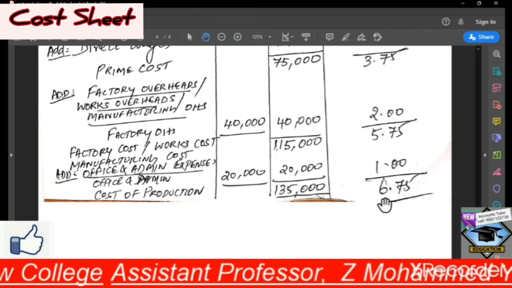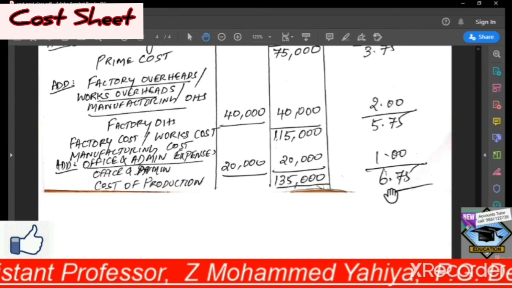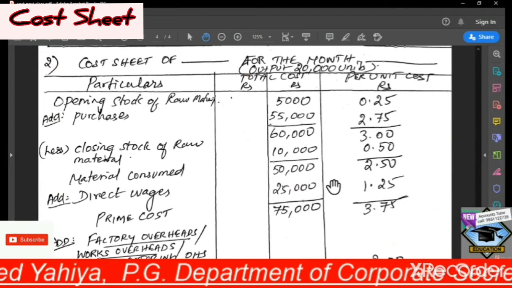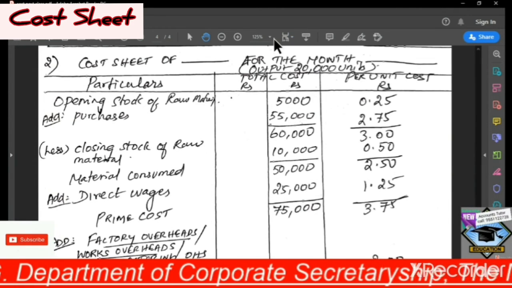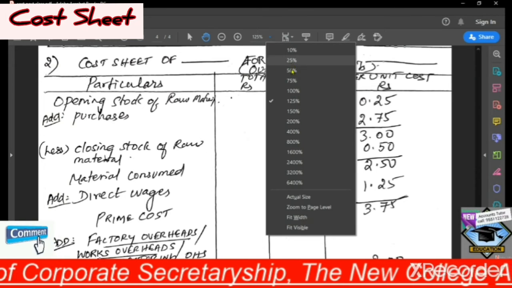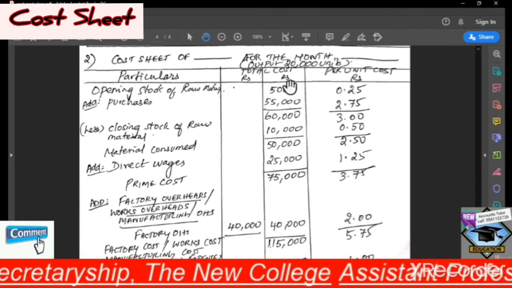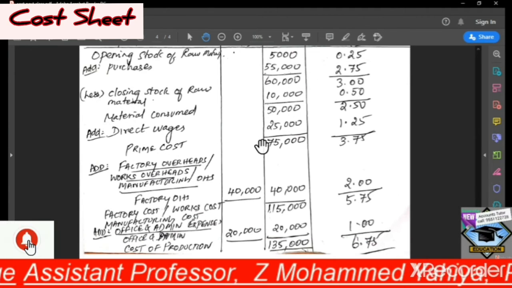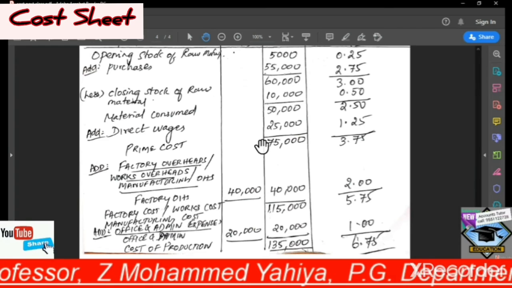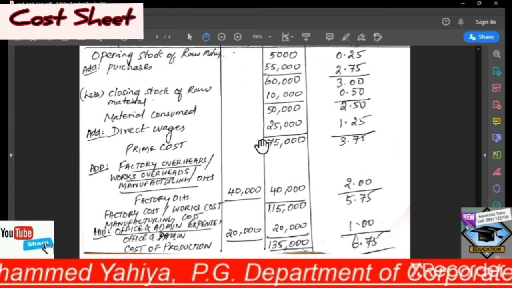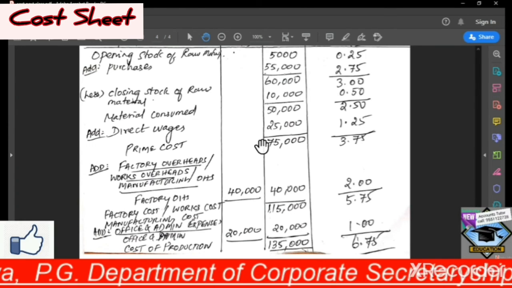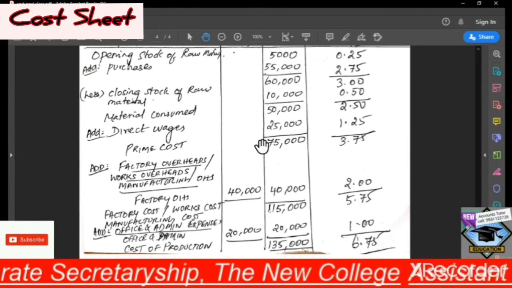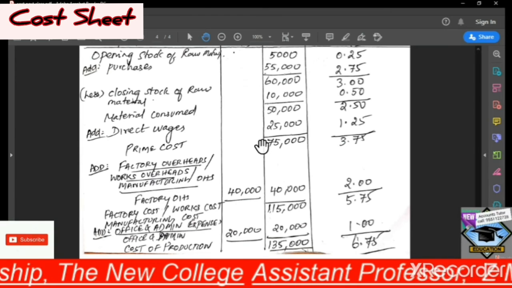So this is how you have to do the cost sheet problem. It is a simple problem where they have not asked about the profit, they have not asked about sales, etc. Just you have to find out whatever is possible from the information available. With this available information we can find out the cost of production. So I hope you have understood the answer.